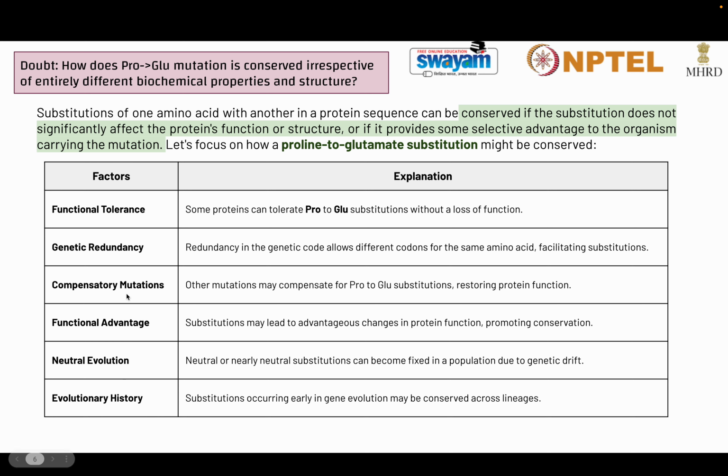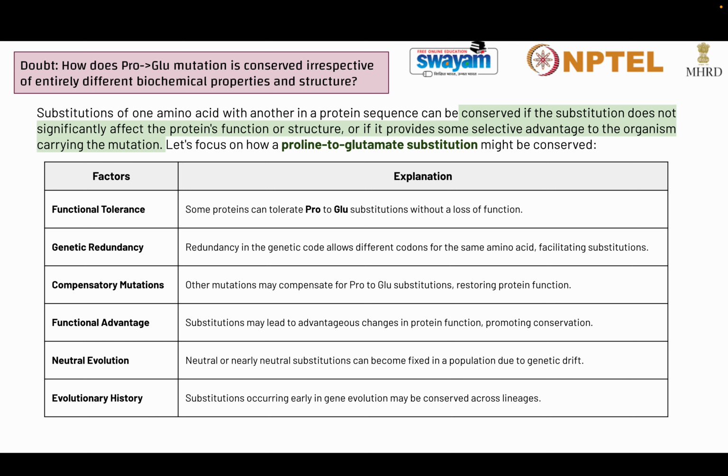And there are certain factors which govern when we can call a particular mutation conservative or non-conservative. The first factor is functional tolerance, which means that some proteins can tolerate this proline to glutamic acid substitution without a loss of function. In those cases, we call it a conservative mutation. The next is genetic redundancy, which means that the redundancy in the genetic code allows different codons for the same amino acid, which facilitates the substitutions.